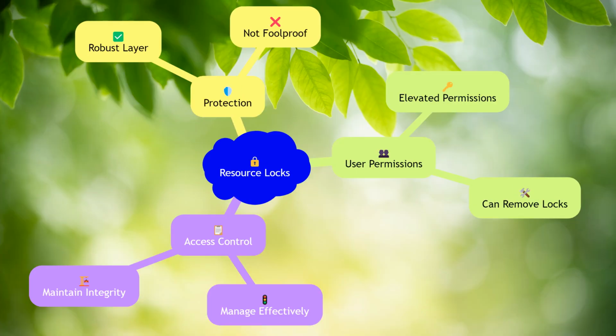While resource locks provide a robust layer of protection, they are not foolproof. Locks do not prevent all types of changes, such as those made by users with elevated permissions. Additionally, locks can be removed by users with the necessary permissions, so it's crucial to manage access controls effectively to maintain the integrity of your locks.